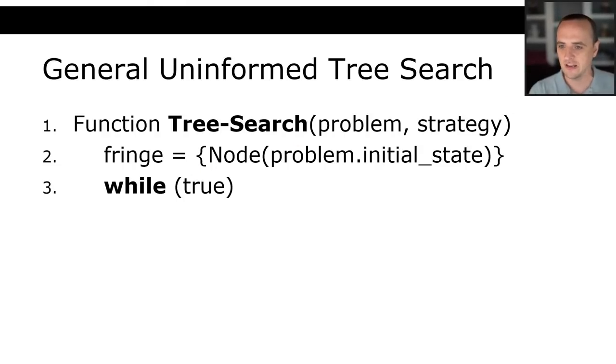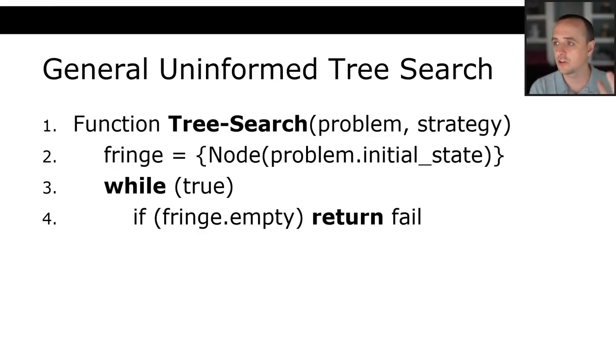Then, we have a loop that's going to loop forever. There's going to be a condition. It's not actually going to go forever, but we're just going to say, while true, we're looking for a goal, right? So let's look at this. If the fringe is ever empty, meaning we have no more nodes to search, that means we haven't found a goal. And so we'll just return false or an empty path or return fail somehow. So if we ever run out of things that we can do, then we have failed to reach our goal.